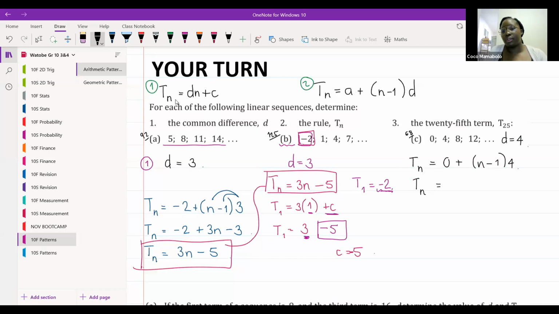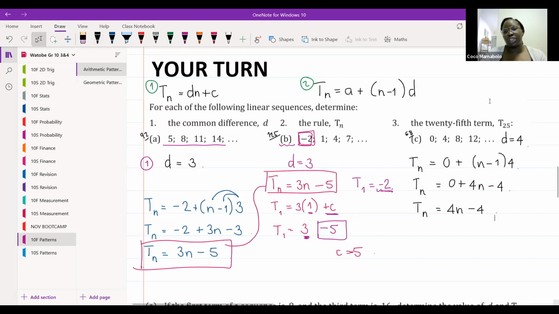Ma'am, Tn is equal to 0 plus 4n minus 4. Good, 4n minus 4. Good, next step. Tn equals 4n minus 4. Beautifully done, my sweetie. Excellent. Okay, well done. Very, very nicely done. Excellent stuff.